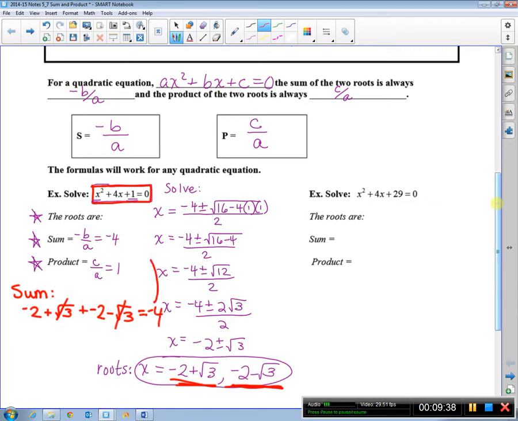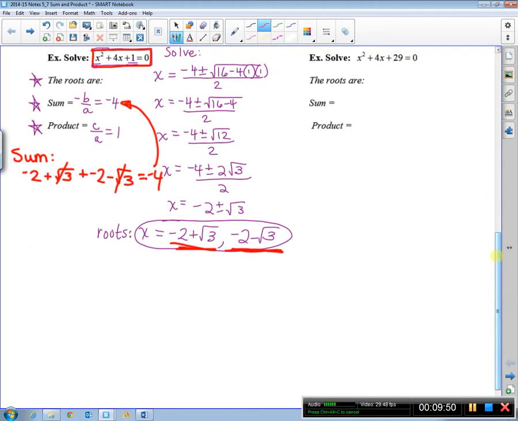-4. Lo and behold, it worked. Actually adding the roots gives us -4. Let's take those same roots and multiply them together. So this will be a little more work. Not too much more though. So multiplying my roots together means I'm finding the product of the roots.